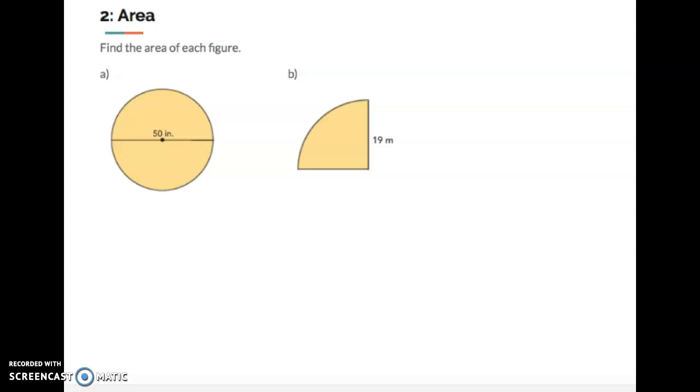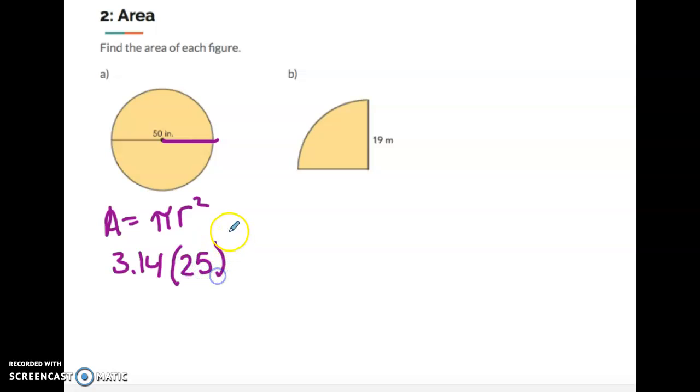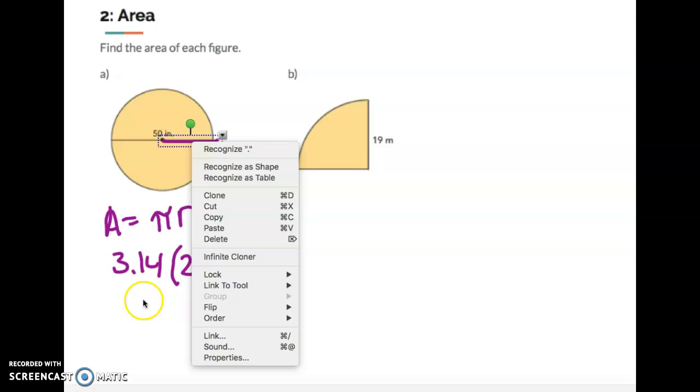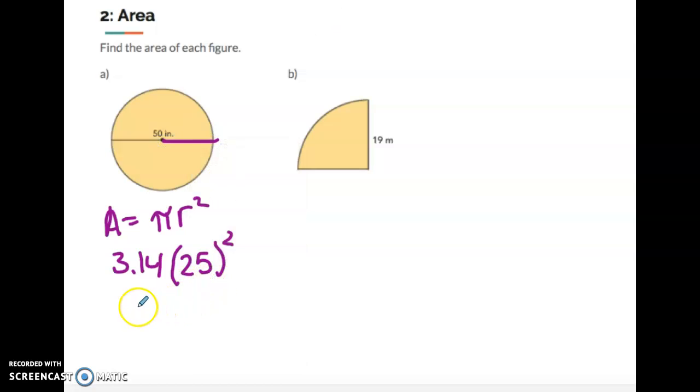All right, now let's look at area. Area of a circle is pi times radius squared. So here we have 3.14. Radius is only halfway. This goes across the whole circle, so that's diameter. So the radius is 25. Radius is half the diameter squared. 3.14 times 25 squared is 1,962.5 inches squared. Remember, area is squared.